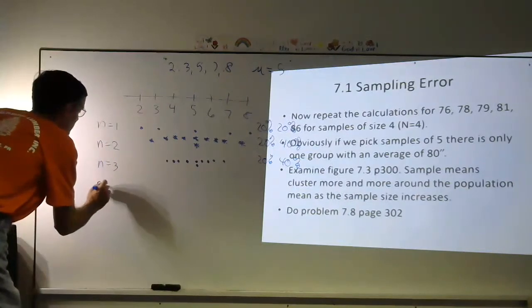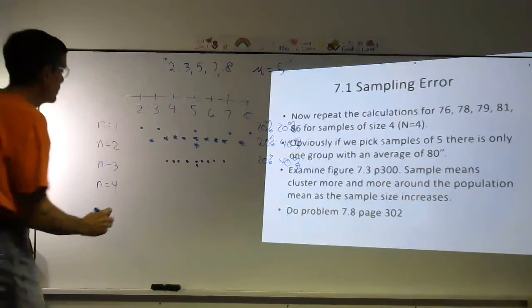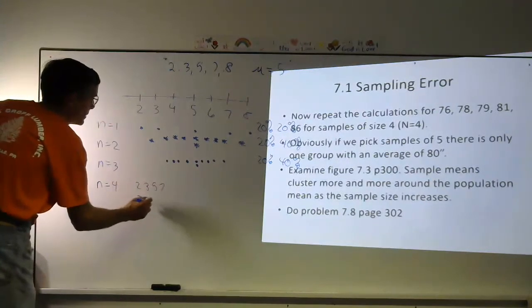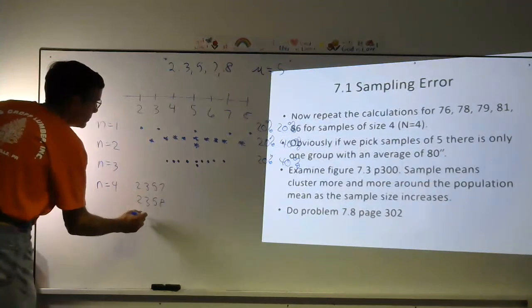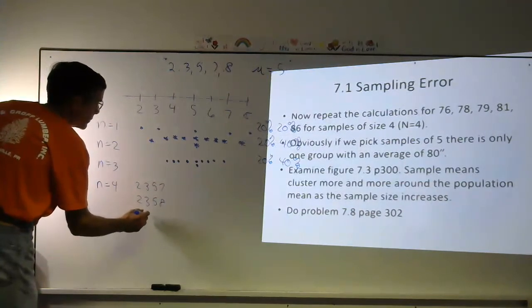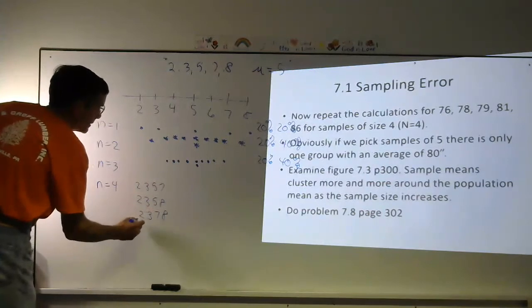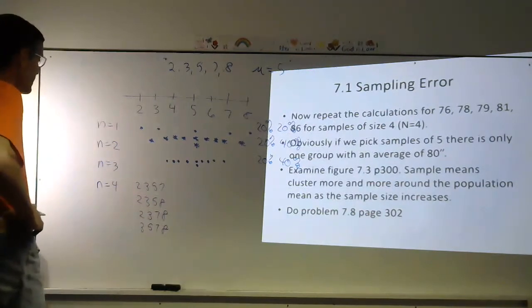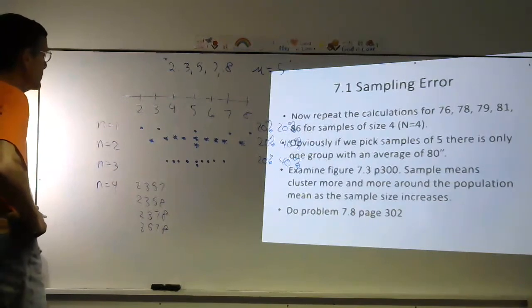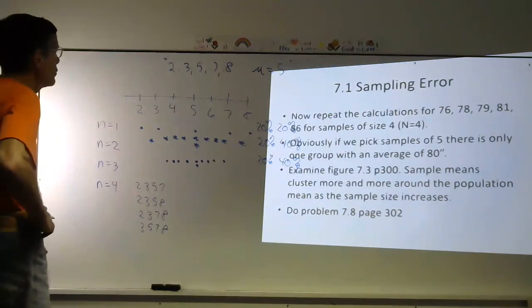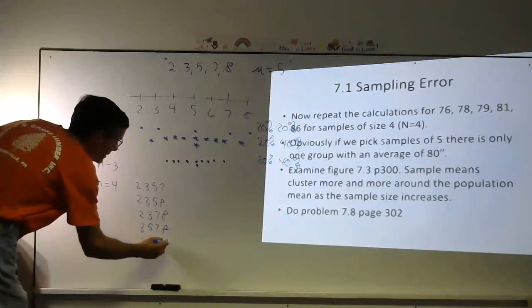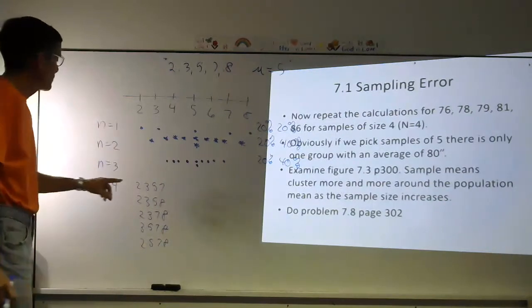When n is equal to 4, see if I can get all 4. So we have 2, 3, 5, 7, 2, 3, 5, 8, 2, 3, 7, 8, 3, 5, 7, 8. I need one more. 2, 3, 7, 8. I need a 2. 2, 5, 7, 8. All right, so I need to add these up and divide by 4.